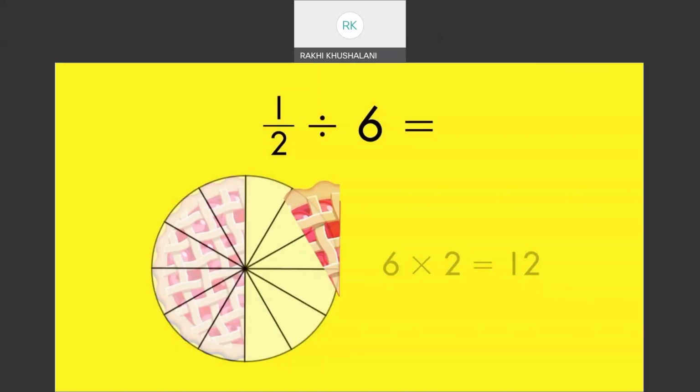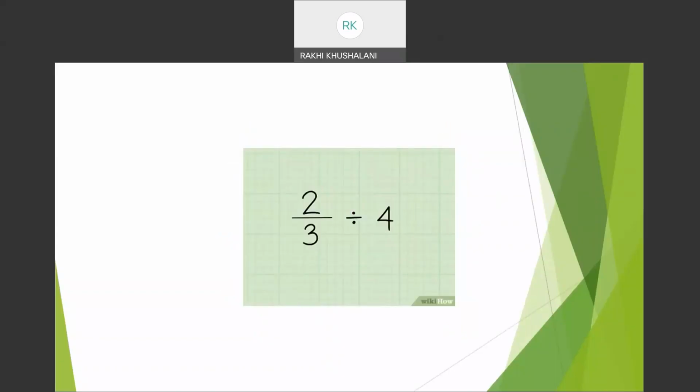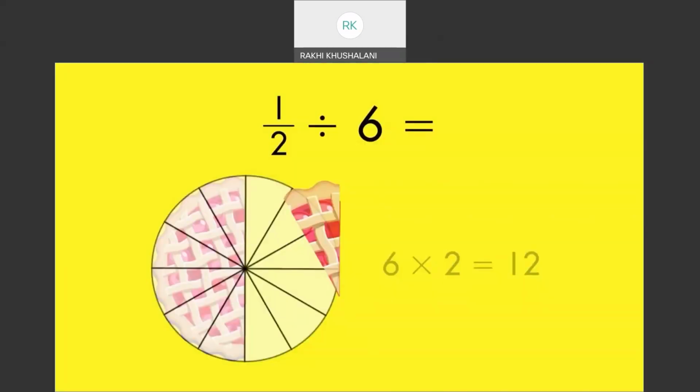Now, here I will show you the example. Like in the last one we just saw, 2/3 is there, means already one whole is there, which is divided into 3 parts. I have taken 2 of it, and then I'm telling you to divide by 4, right? By 4. What exactly am I doing there? Now, the simplest way to show you is this example.